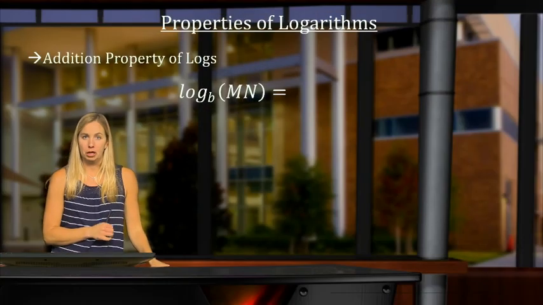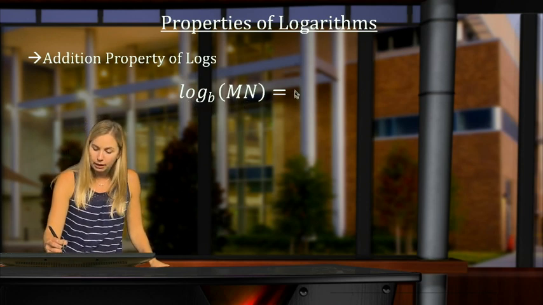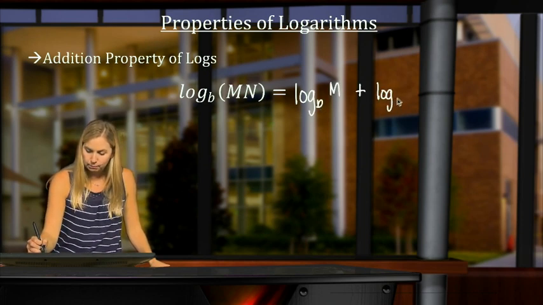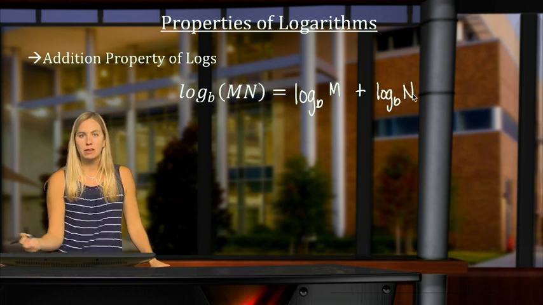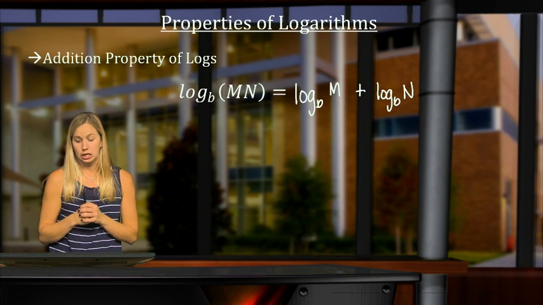Now we're going to start looking at some more properties of just logarithms. Our first property is called the addition property of logarithms. If I've got log base b of m times n, this can be expanded as log base b of m plus log base b of n. And that's why it's called the addition property, because we're expanding that using addition.